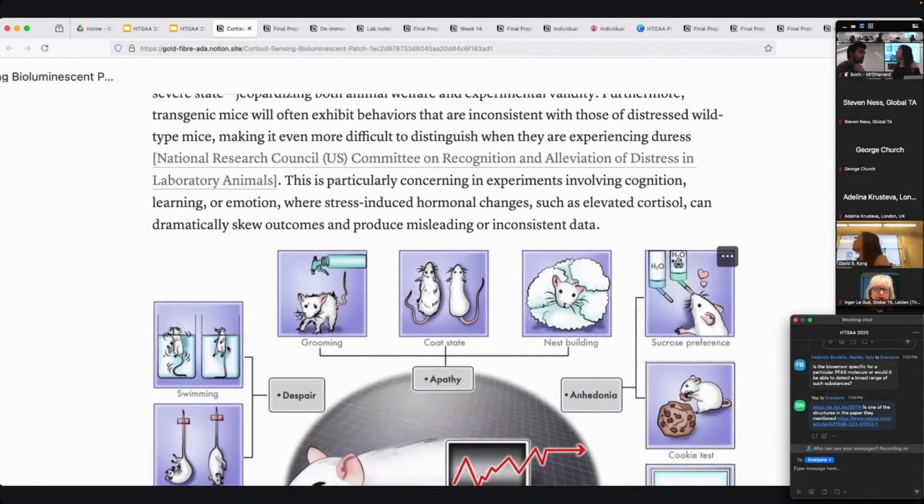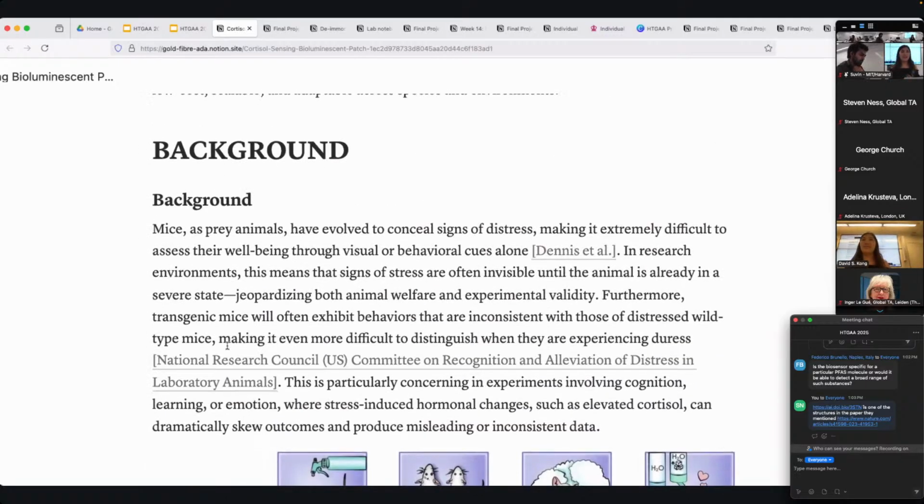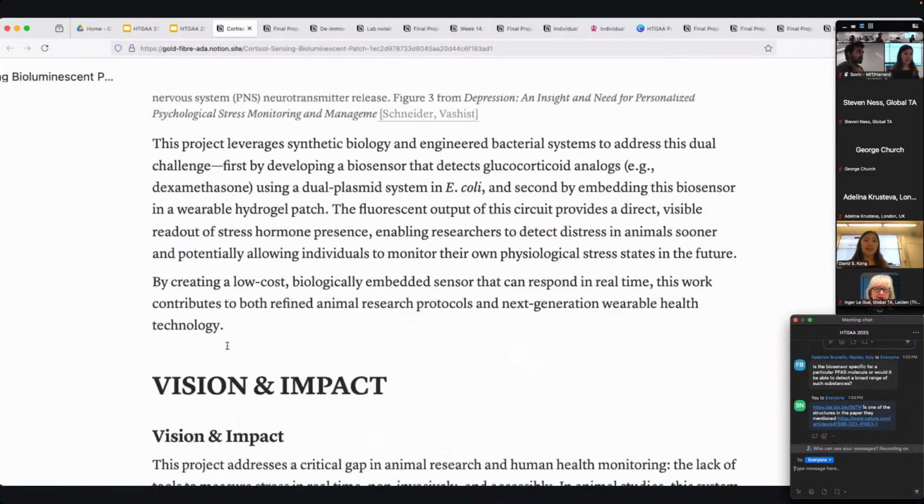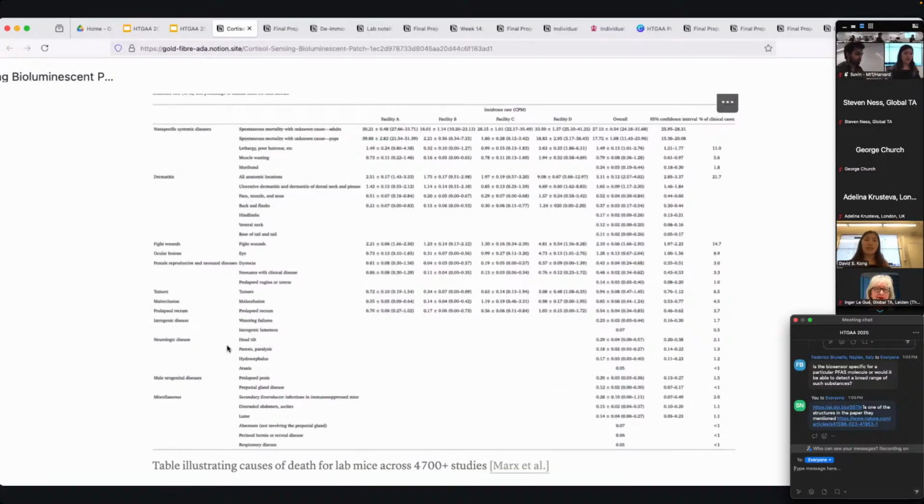The reason why I wanted to make a project like this is I work with mice, and sometimes that could personally be a struggle for me, because I know that oftentimes they're suffering a lot and we can't see it, because as prey animals, they're very good at hiding their distress. Here I included a very comprehensive study that looked at over 4,700 different studies, and it documented the different causes of death for laboratory mice.